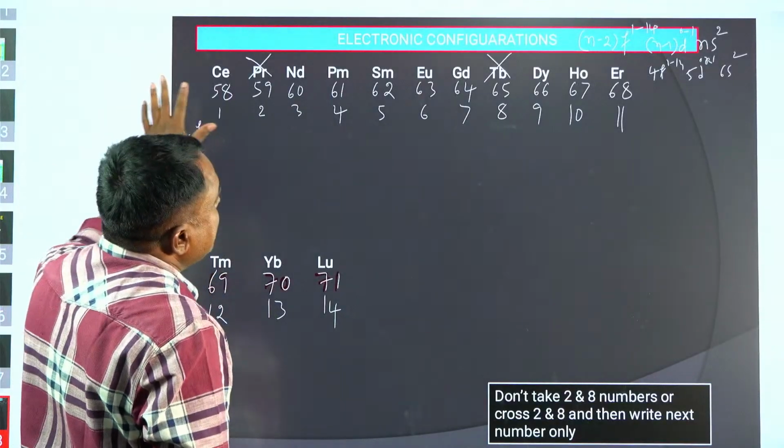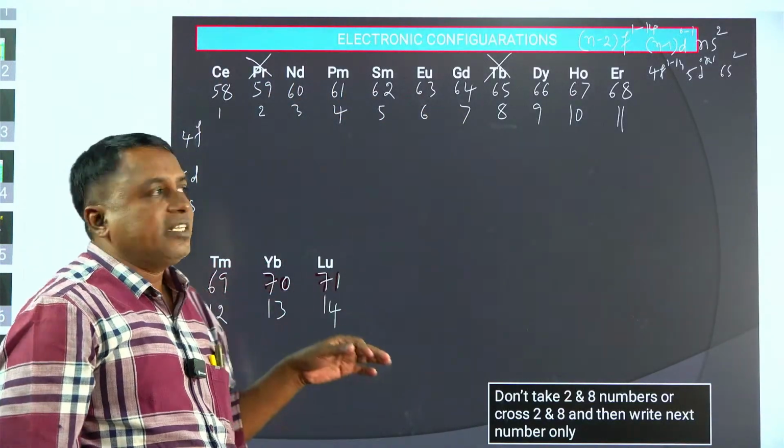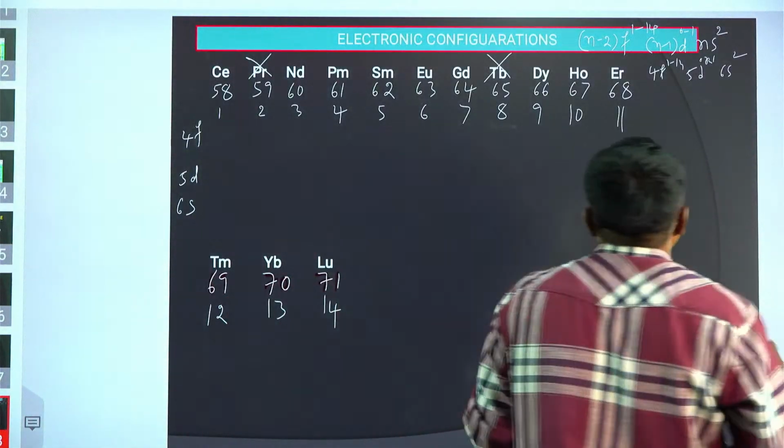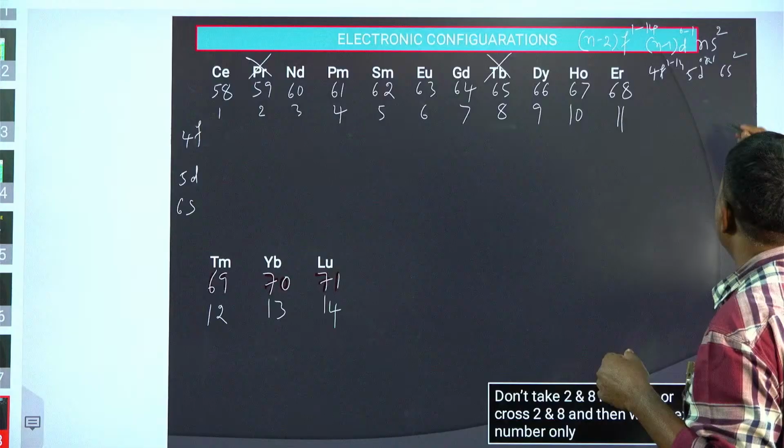And for all these elements, the nearest noble gas is xenon. So xenon, what is it? What will be the atomic number of xenon?